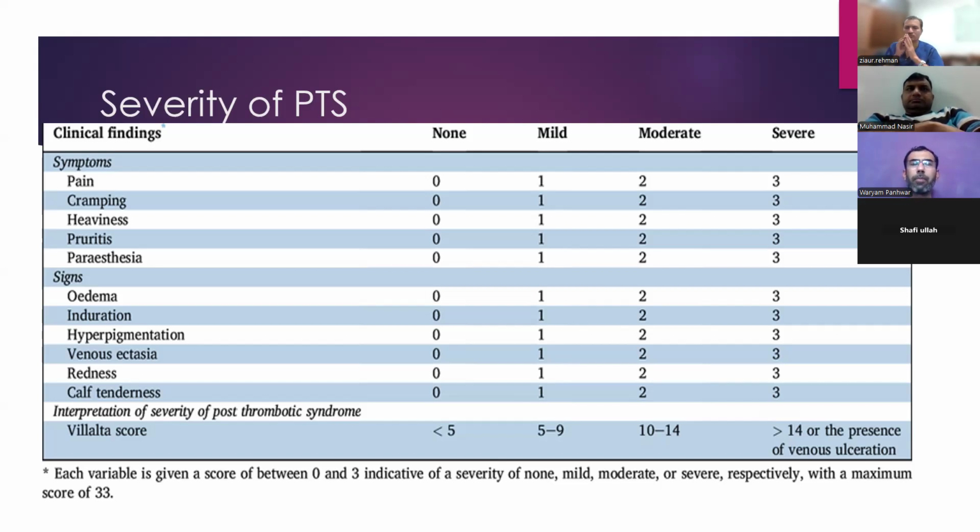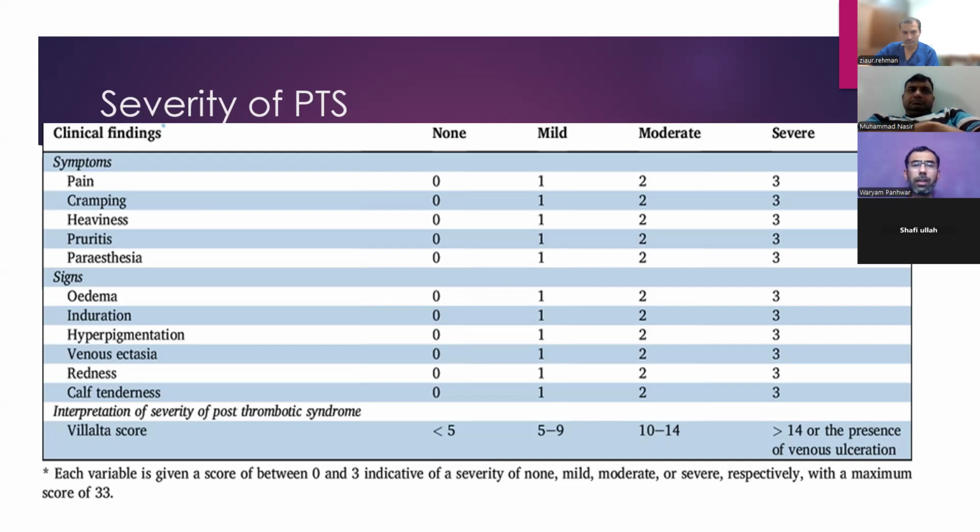There are many scoring systems that categorize post-thrombotic syndrome, but the most widely used is the Villalta scoring system, which is even endorsed by ESVS, the American Venous Forum, and the AHA. This is the most commonly used both in clinical practice and for research purposes, and it includes both the symptoms as well as the signs.